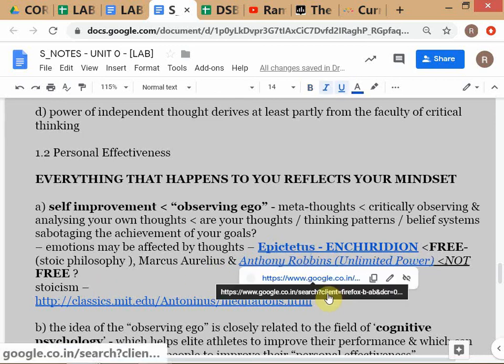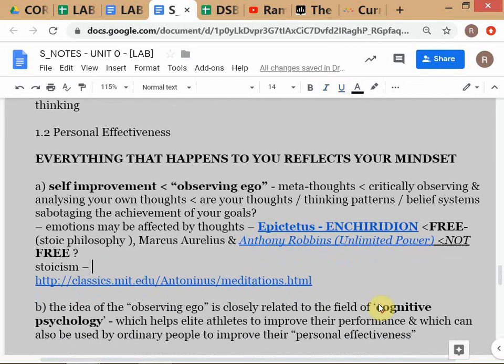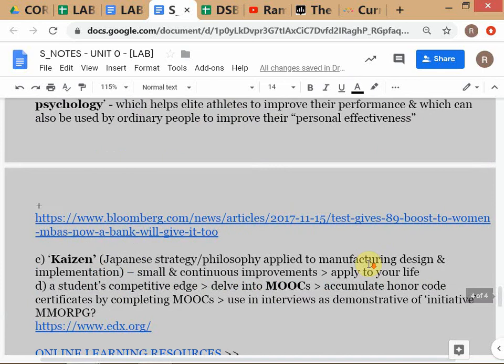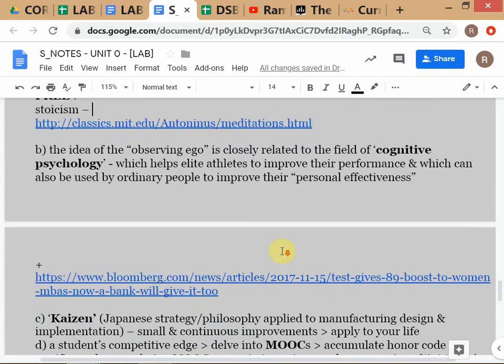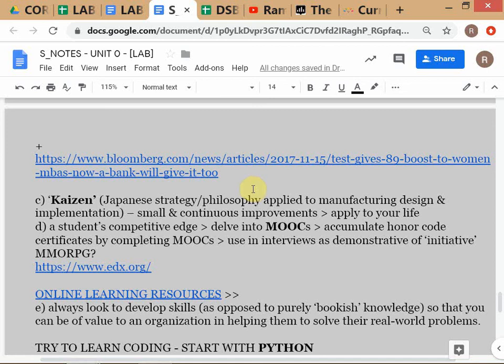This is a modern book which you'll have to buy if you're interested in self-improvement. I think it's a good book to read. Anthony Robbins, Unlimited Power. It's a good book to read, I think. So these are some of the books that you can use to start focusing on the way you think and improving that. This is from Cognitive Psychology.